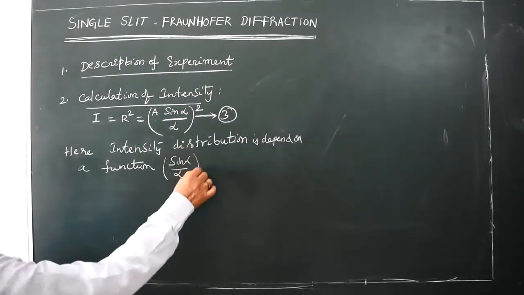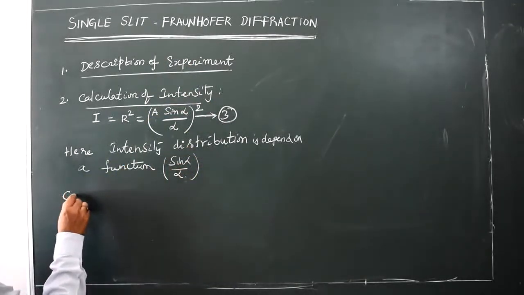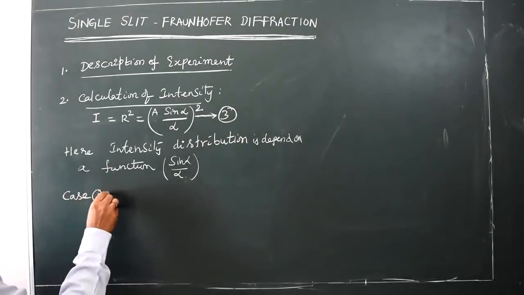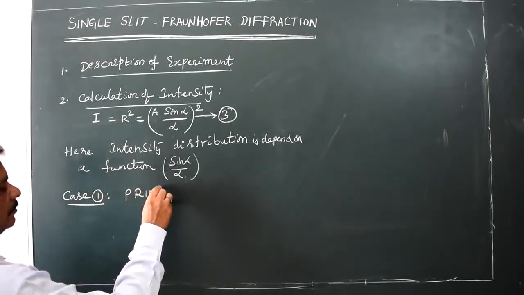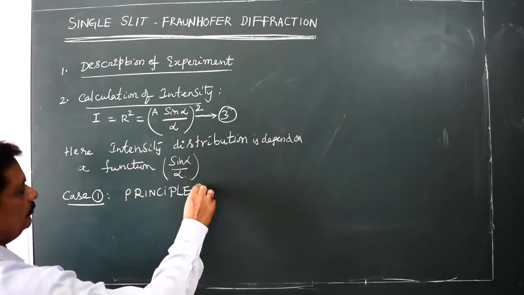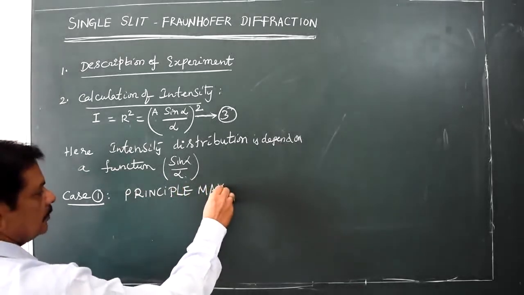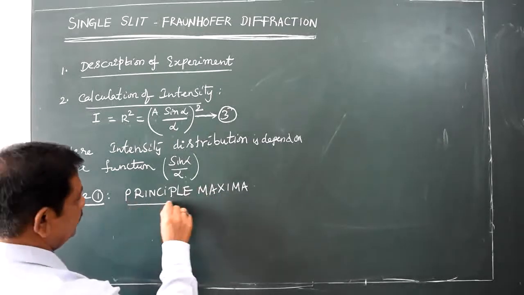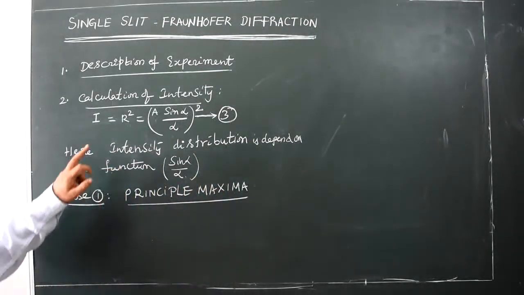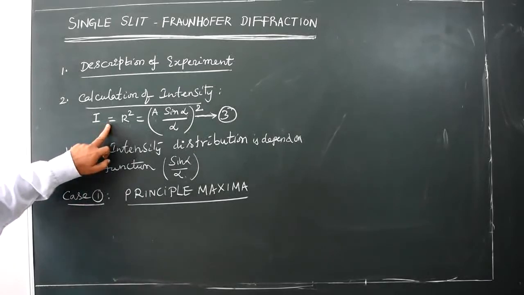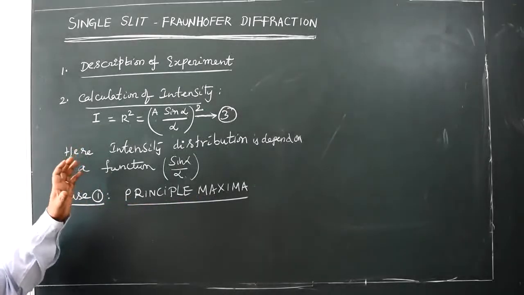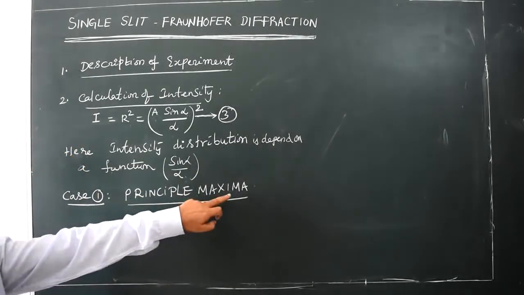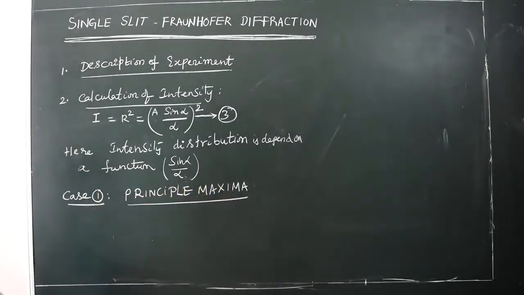Now depending upon this sin alpha by alpha, we can explain the intensity distribution by 3 cases. Let the first case be 1, principal maxima. What is the principal maxima? It means the intensity at the point P due to single slit is maximum. Whatever intensity is taken from the source, the same intensity is observed at this point. That is called principal maxima.